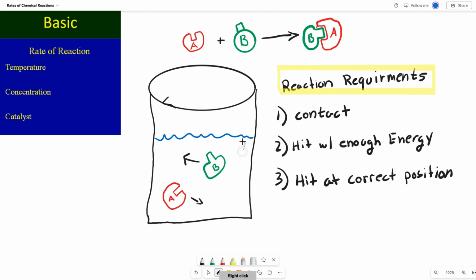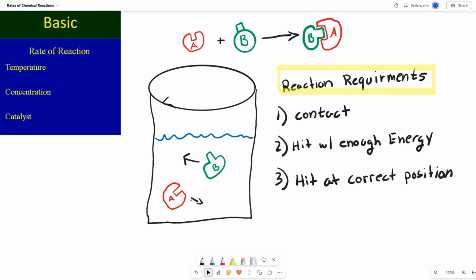So let's imagine that we have a beaker, and in that beaker we have some solution, some water in it. And molecule A and molecule B are dissolved in the solution. They're really not these big green and red things floating around. They're tiny molecules dissolved in solution. But as they're floating around in solution, there's three things that determine how fast and if they will react. Now, if you will, think of molecule A and molecule B as two different Lego pieces.